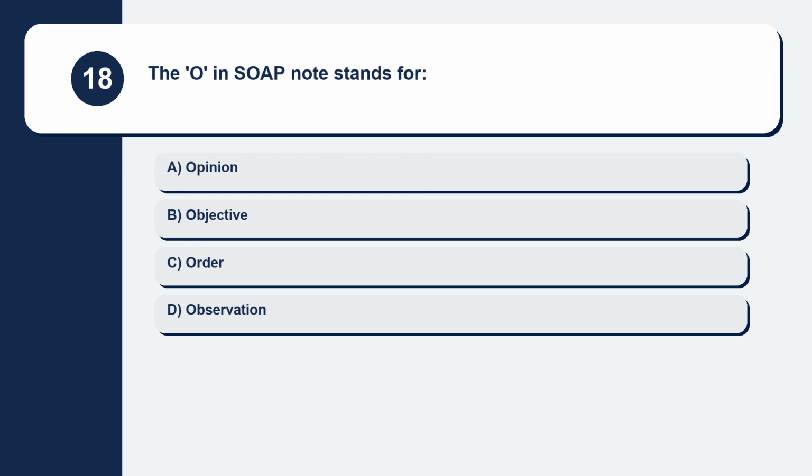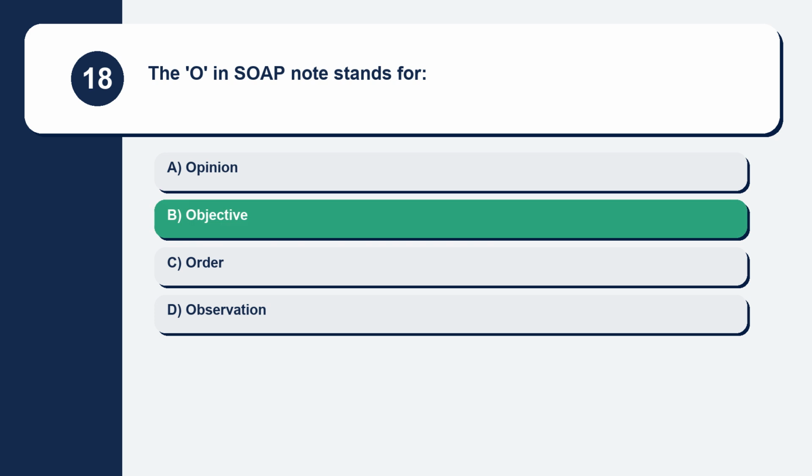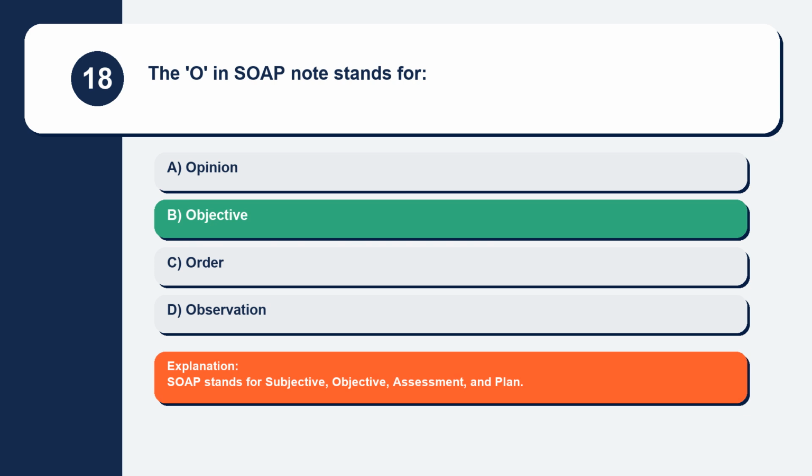Question 18. The O in SOAP note stands for: opinion, objective, order, or observation. SOAP stands for subjective, objective, assessment, and plan.